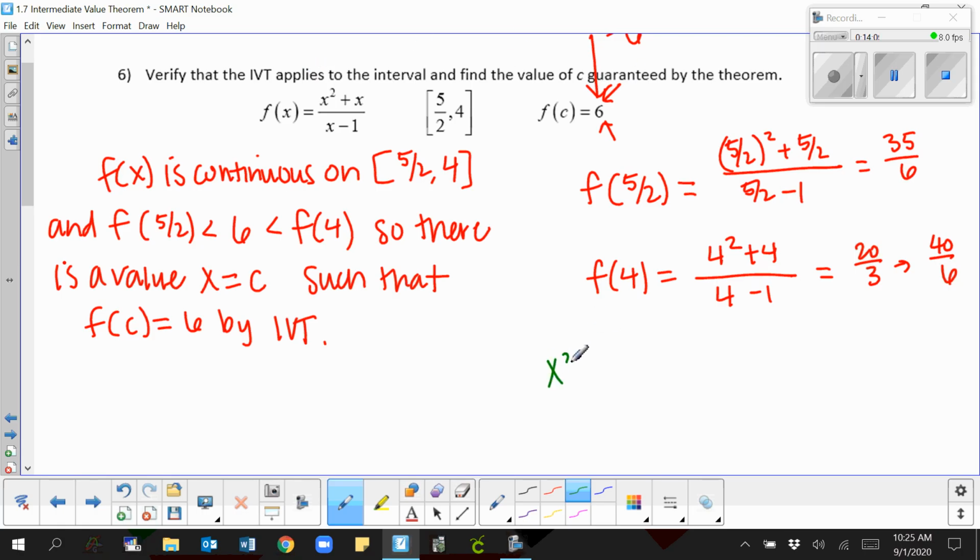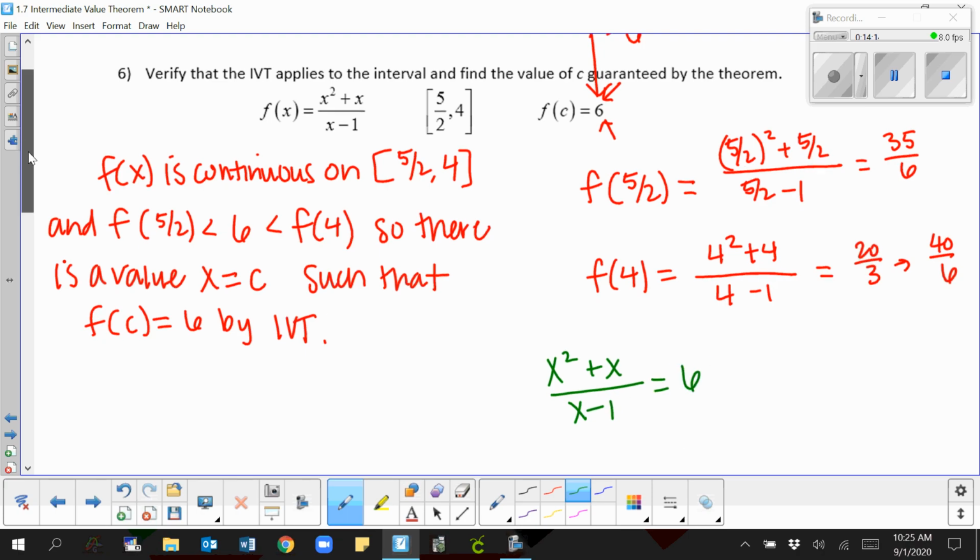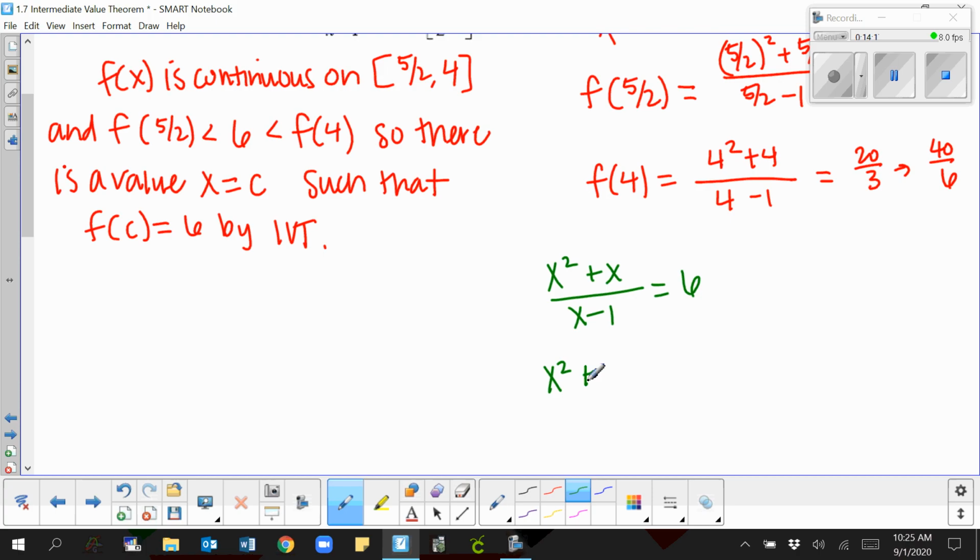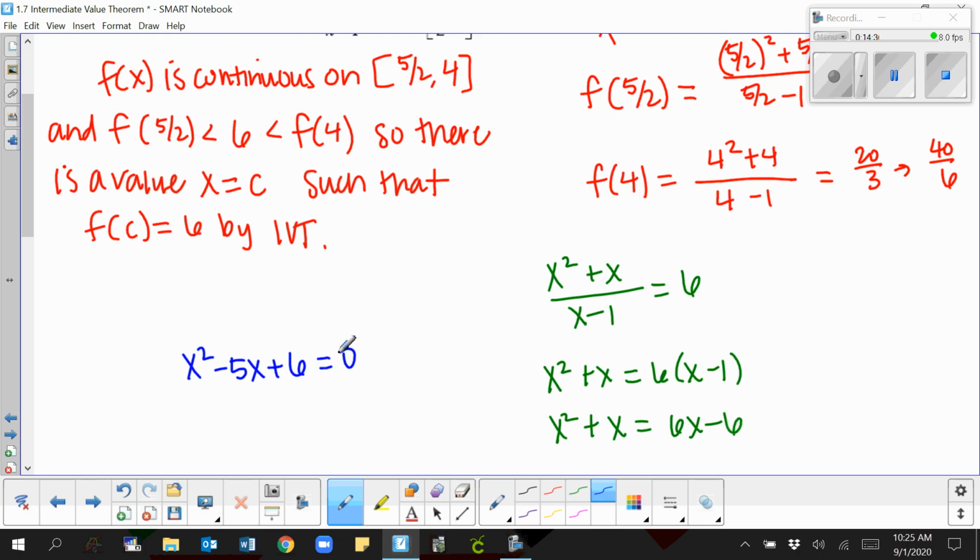So I'm going to say that x squared plus x over x minus 1 is equal to 6. So that means that x squared plus x is equal to 6 times x minus 1, or x squared plus x is equal to 6x minus 6. I'm going to move everything on the same side, so that's going to get me to x squared minus 5x plus 6 is equal to 0. When I factor that, I'm going to end up with x minus 2 times x minus 3 is equal to 0. So x is equal to 2 and x is equal to 3.